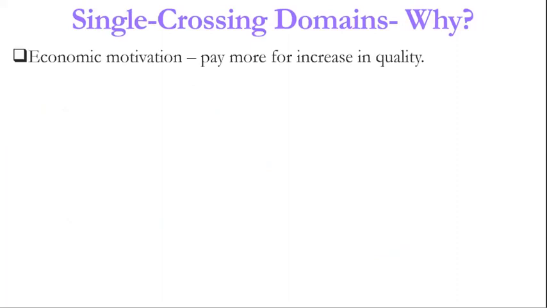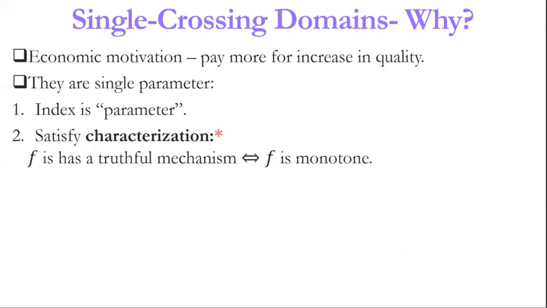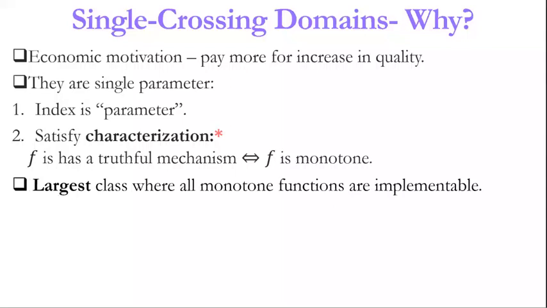So why should we even care about this class of valuations? First of all, I believe that its economic motivation is fairly natural. We just assume that valuations are ordered and that a higher valuation signifies willingness to pay more for an increase in quality. And second of all, it's single parameter, where the index of each valuation is its parameter, and it satisfies the characterization of monotone if and only if truthful, up to a small tie-breaking condition that I will not get into. And in fact, this is the largest class of valuations where all monotone functions have truthful mechanisms.